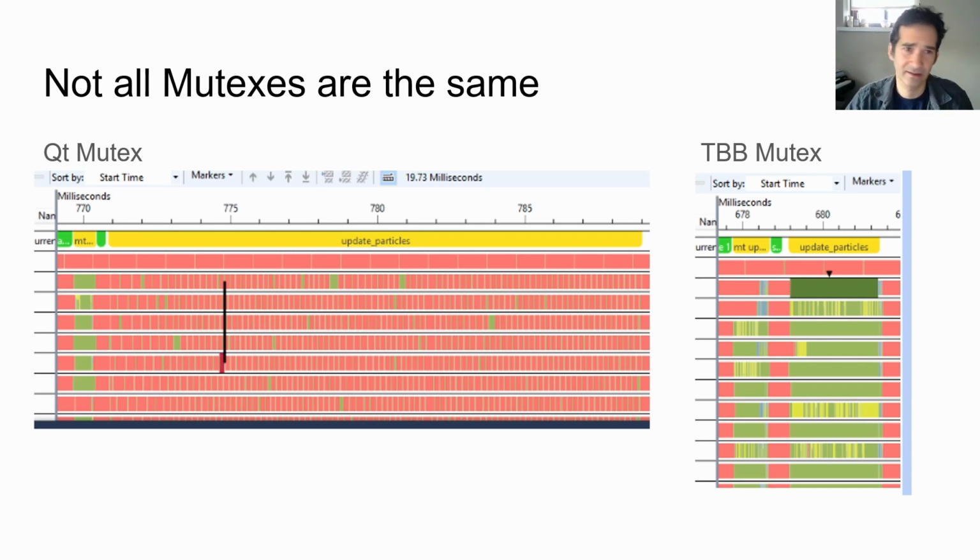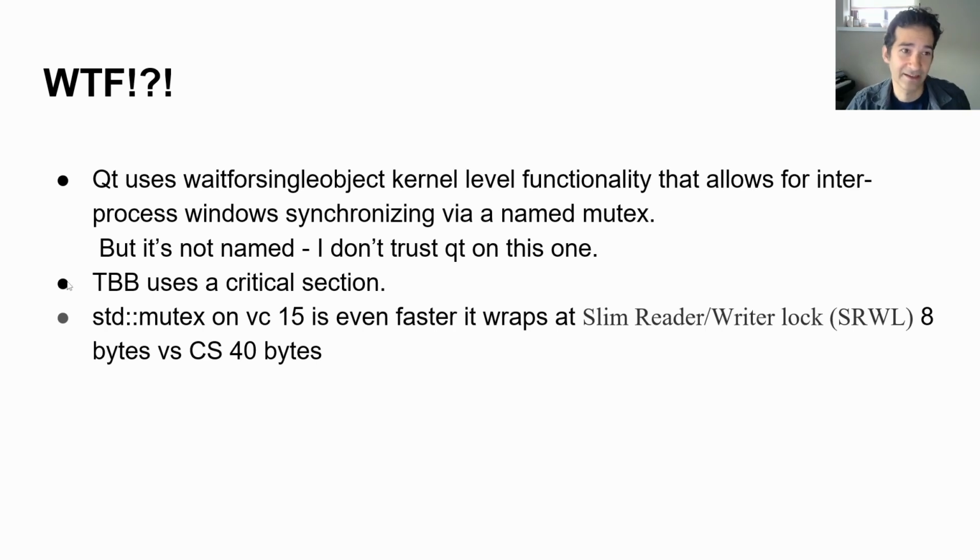Here I explain it uses WaitForSingleObject, kernel-level functionality, which allows for inter-process window synchronization. TBB uses a critical section. I think more modern ones, std::mutex, wrap a slim reader-writer lock, which I believe is 8 bytes, so it's better for cache coherence. I'm not sure when that really matters, but if you had a mutex next to some other data, you can fit it in a cache line better if it's 8 bytes versus 40 bytes. So there's a whole bunch of different kinds of mutexes, depending upon your operating system and the tools you're using, and they're not all the same.